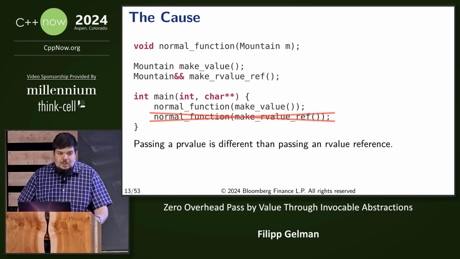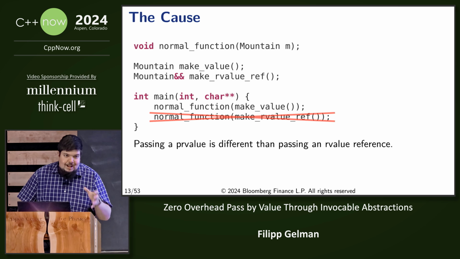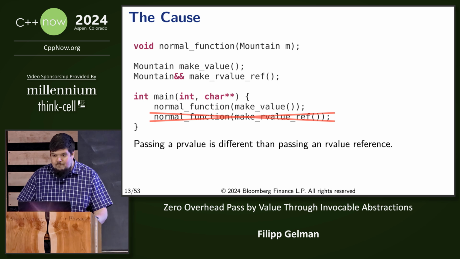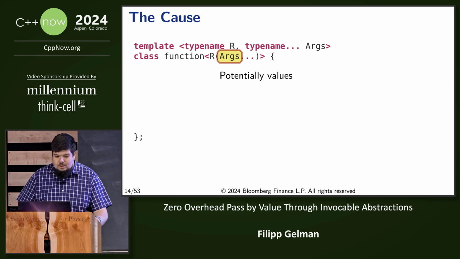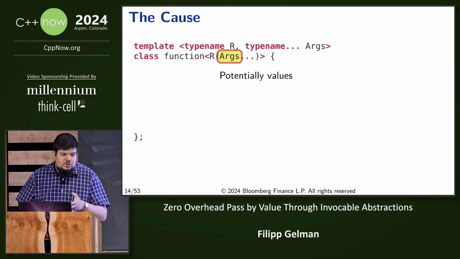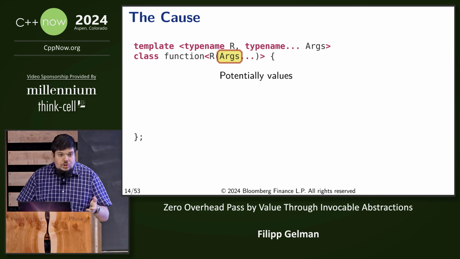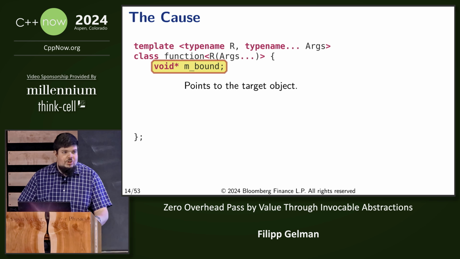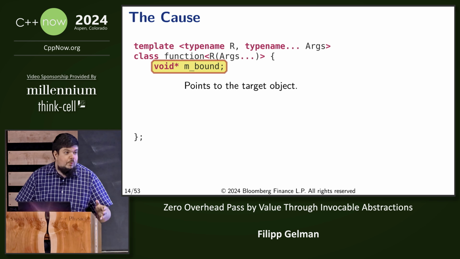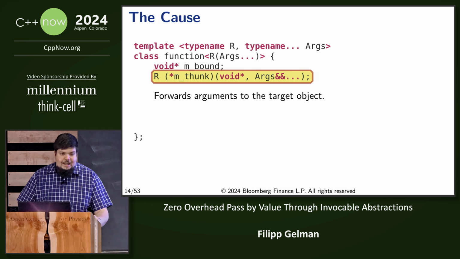So there is a difference between passing a value and passing an R-value reference. And this difference is especially important inside the implementation of an std function. So remember that these are the arguments specified by the user. They are potentially values. Now inside we have a pointer to some object that we want to call, and a func, a pointer to some function that will cast the bound object to its original type and forward it the arguments.